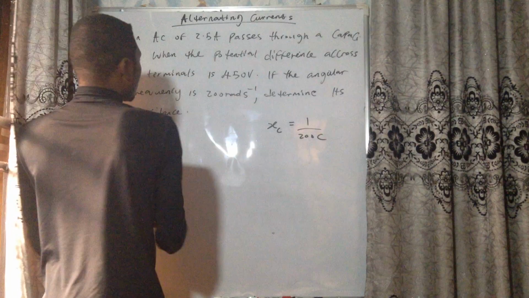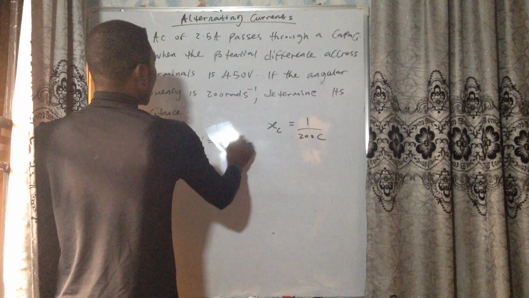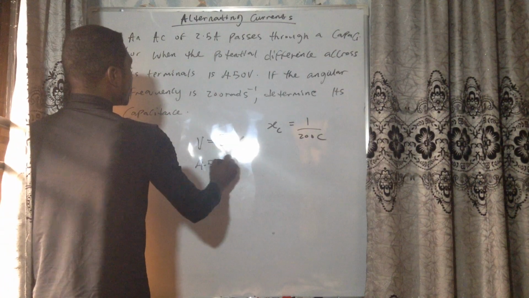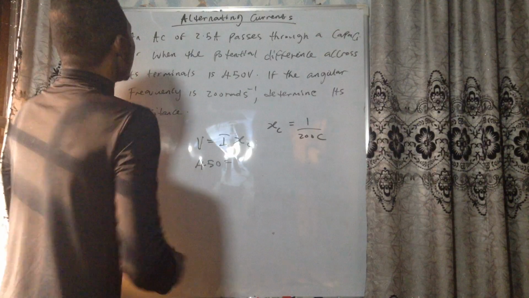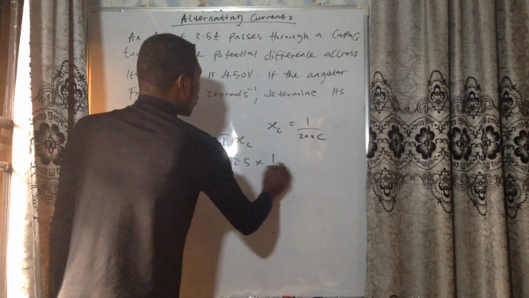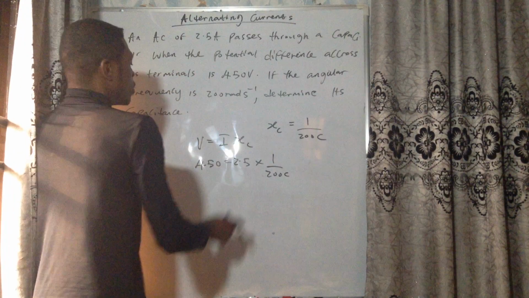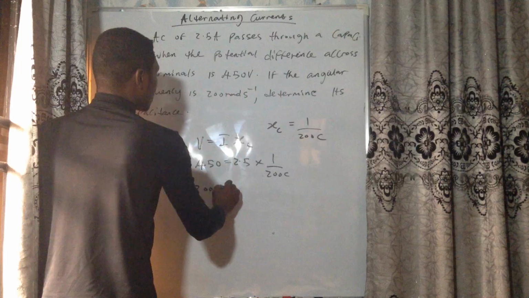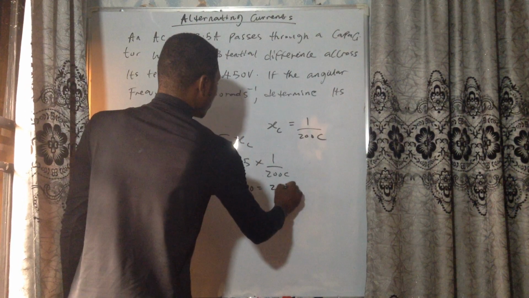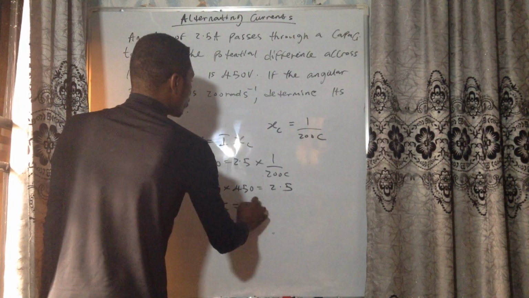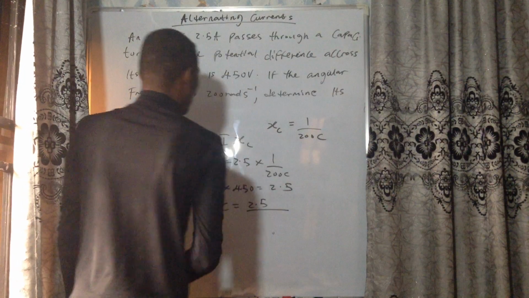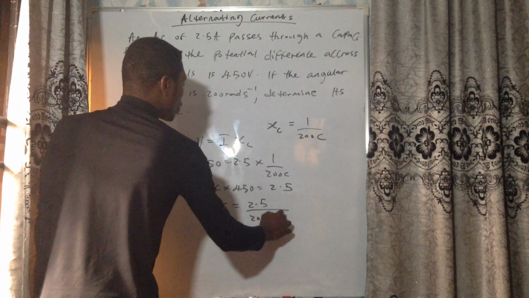So now you know that V equals I XC. My voltage is 450. 450 is equal to my current, 2.5, times XC, which is 1 over 200C. So we now have that 200C times 450 is equal to 2.5. So which implies that C is equal to 2.5 over 200 times 450.